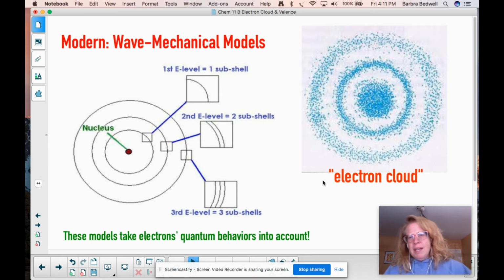So one of the things that we knew right away from dealing with Bohr's model, and Bohr even tried to do this himself, is that he knew that energy levels weren't single energy levels.